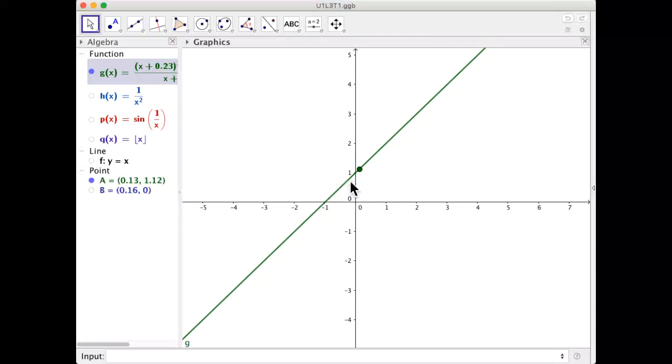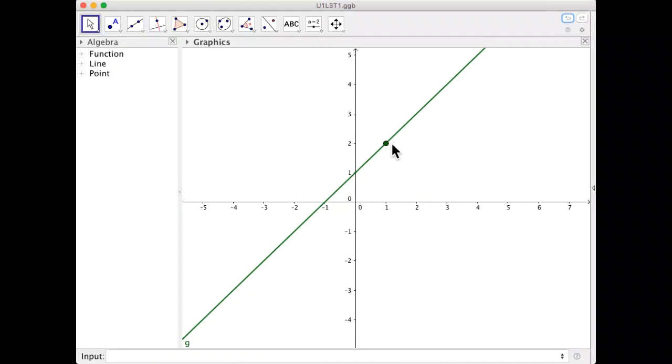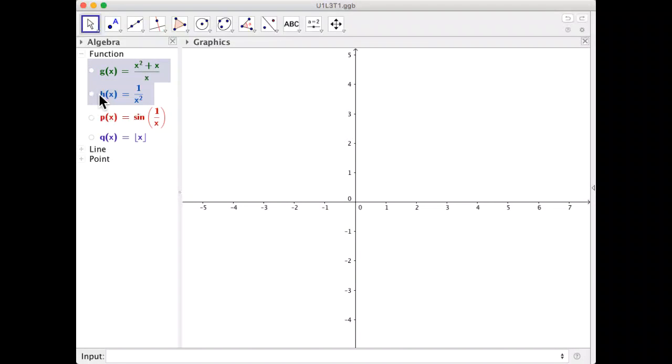Now I'm actually moving the function. We can move it up and down, and we can see that when we drag it to this point, a becomes undefined. Okay, so next, let's take off this green function.